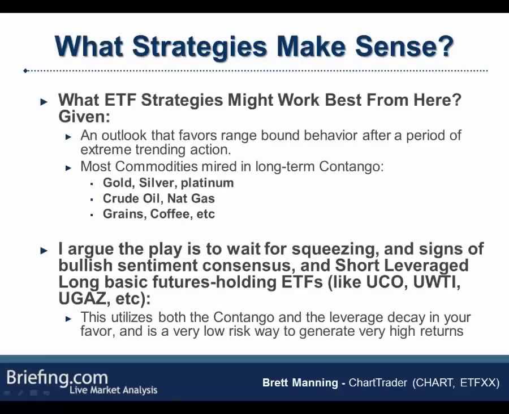So given that, and given what we've learned so far today as far as how Contango affects things and the forward curve, and as far as how leverage works, what ETF strategies are going to work best from here? Given that we've got an outlook that favors range-bound behavior after this period of extreme trending action, and given the fact that most commodities markets are mired right now in a long-term Contango curve, right? That includes the precious metals as well as the industrial metals, as well as the energies, the grains, things like coffee. They're all sitting in huge Contango right now.